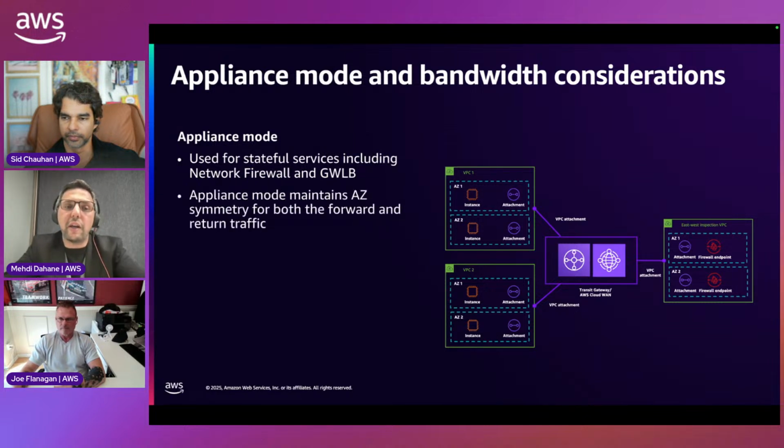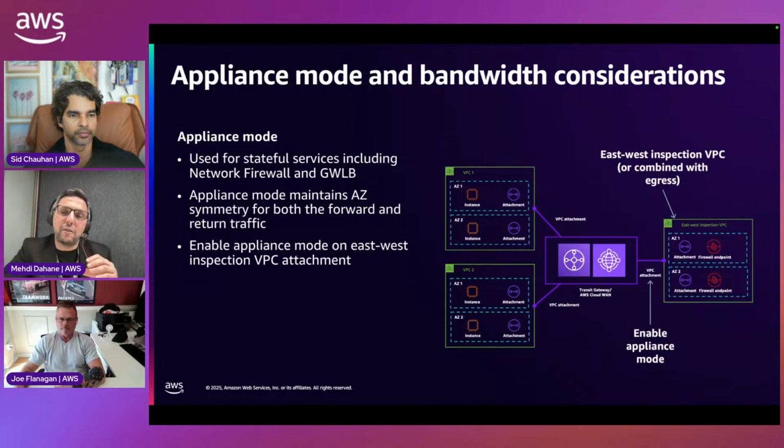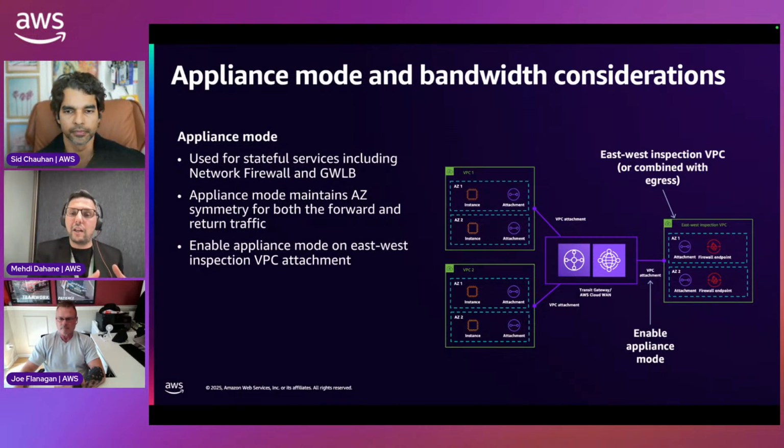What it does is ensure that forward traffic and return traffic land on the same firewall. Because if forward traffic lands on one firewall and return traffic ends up on a different firewall, then that traffic is dropped, because that firewall did not see the forward traffic in the first place. So appliance mode makes sure that symmetry is maintained. When you deploy east-west inspection, or east-west combined with egress, because often we combine east-west and egress into one VPC, as long as you've got east-west in that VPC, you need to enable appliance mode on the attachment between the inspection VPC and your TGW or Cloud WAN, so Transit Gateway or Cloud WAN. And you need to enable it on that attachment only.